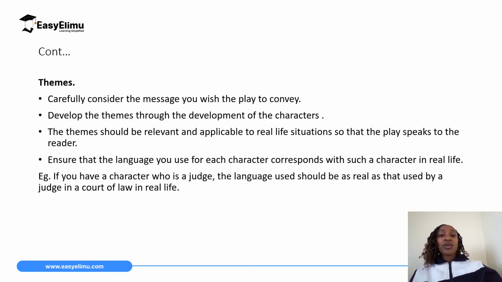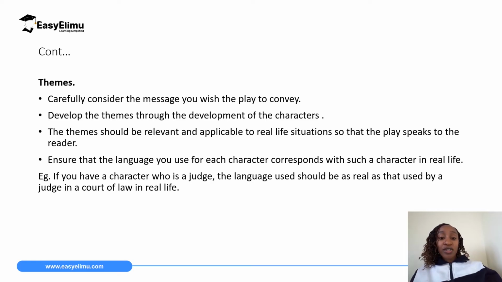So if you want your play to talk about, say, corruption, ensure that you have characters who are corrupt, you have characters who are not corrupt. That is how you develop the theme. The themes should also be relevant and applicable to real life situations so that the play can speak to the reader. If you're going to talk about corruption, this is something that happens in real life. So your reader will be able to relate to that theme.